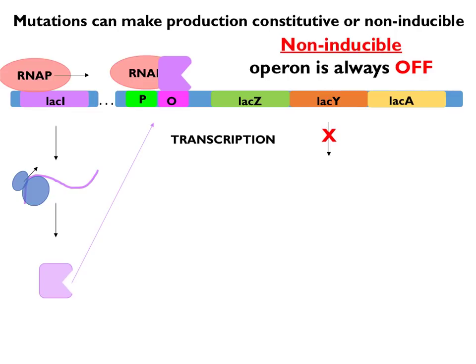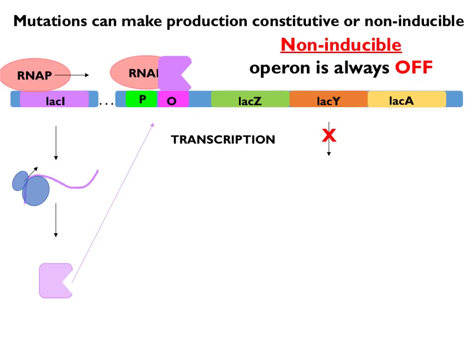Conversely, a non-inducible system would be a mutation that renders the operon to always be off, so that transcription of the structural genes is not occurring. It's not inducible, meaning if you add lactose, that doesn't change whether transcription is then turned on. So non-inducible means the operon is always off.